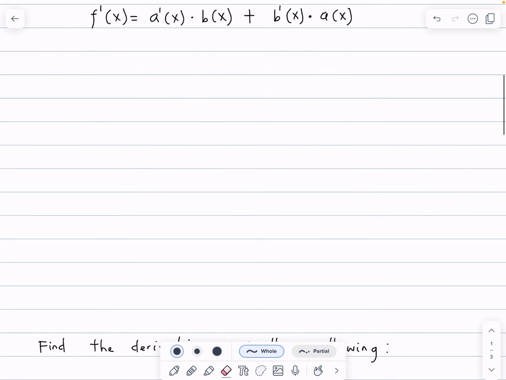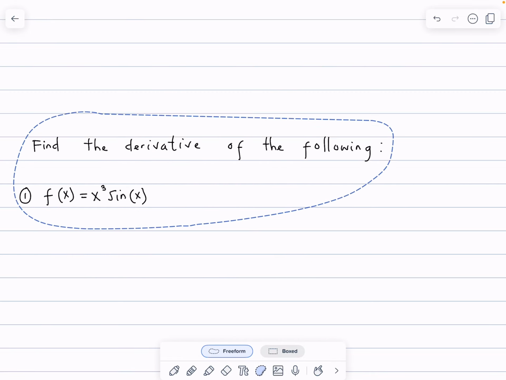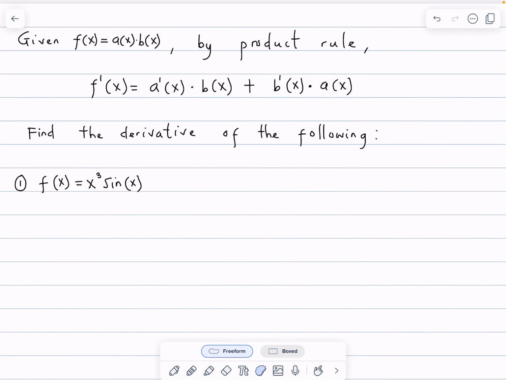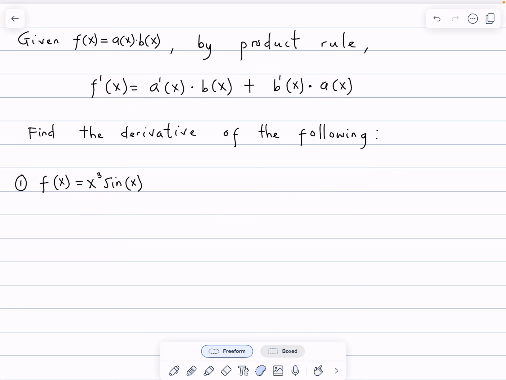Now let's take a practical example. Let's find the derivative of this function f of x equals x cubed times sine of x. So in this case, what's my a of x? This is going to be my a of x, and this is going to be my b of x, right?